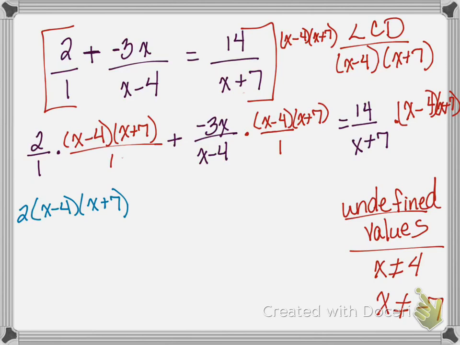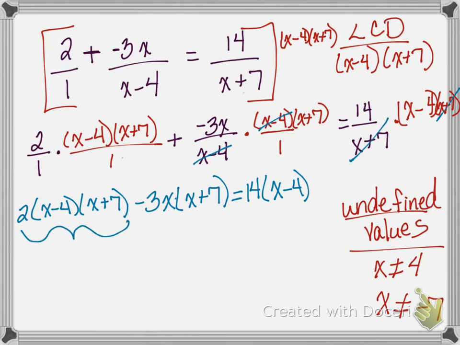My next one, I've got minus 3x. I am going to mark out my x minus 4. And then the minus 3x is going to be times x plus 7. What do I have to distribute to the x plus 7? Negative 3x. Excellent. Great job, Hannah. Then I've got 14 over x plus 7, so I'm going to mark out my x plus 7s. And I'm left with 14 times x minus 4.